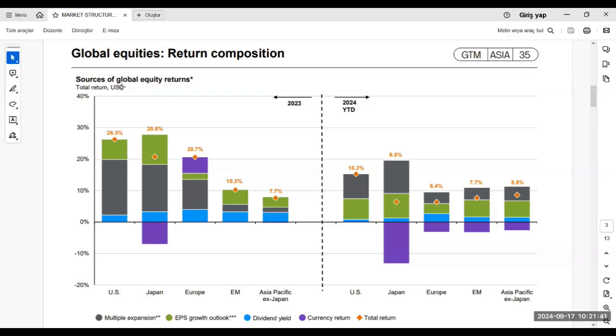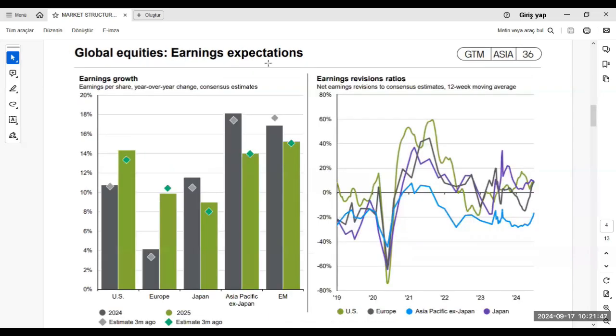And now, please look at the slide. We are now trying to understand the global equities earning expectation. The expectation is everything in the financial market. Why? Because we have a saying in the financial market: buy the expectation, sell the realization. So if the price is increasing, it is not just the realization. It is mostly coming from the expectation in the financial market.